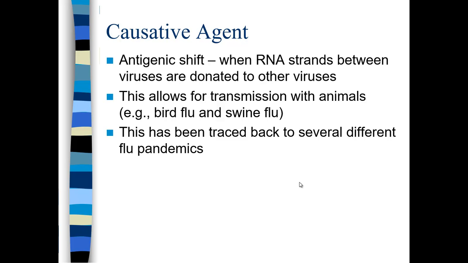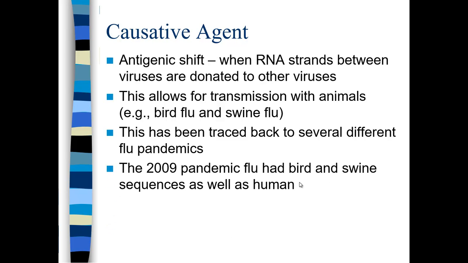There was a bird flu scare because it was so prevalent in birds, and they suspected human transmission. I'm not sure if it ever really was confirmed that there was human transmission, but they had to sacrifice a lot of animals, especially birds and chickens, especially in China, because they were afraid of transmission to humans. And the 2009 pandemic, they saw bird and swine sequences as well as humans. It was known more as the swine flu, but there had been an antigenic shift.